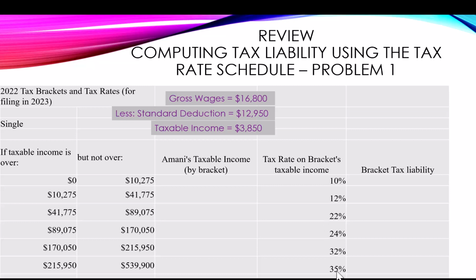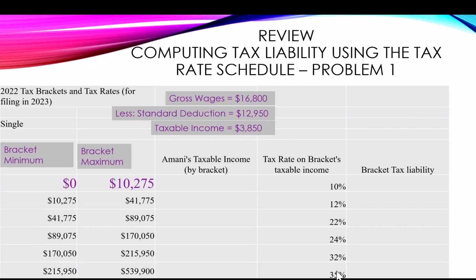We find the tax on taxable income by first evaluating where the taxable income fits between the bracket minimum and the bracket maximum. In this case, the $3,850 of taxable income falls in the first row. So we would put that on the first row, and then we would multiply it by the tax rate on taxable income, and we would arrive at the tax liability on that taxable income of $385.